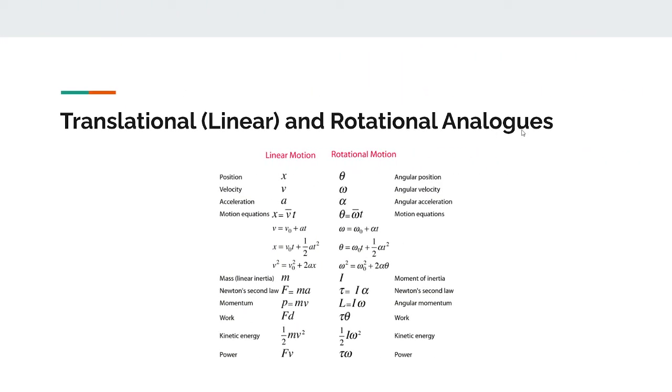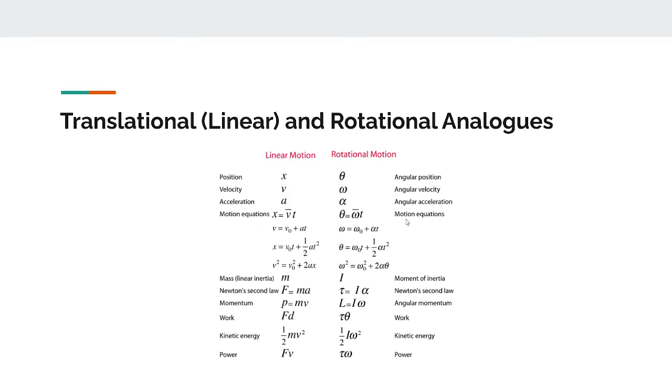So remember we have our translational and rotational analogs, right? We have position, velocity, acceleration, and we have our angular position denoted as theta, our angular velocity denoted as omega, and our angular acceleration denoted as alpha, right? Okay, so remember that we can convert between the two by having our radius in our equation. So our position would be equal to our angular position times r. Our velocity would be our omega times r, and so on and so forth. Remember that our kinematic equations also translate between both.